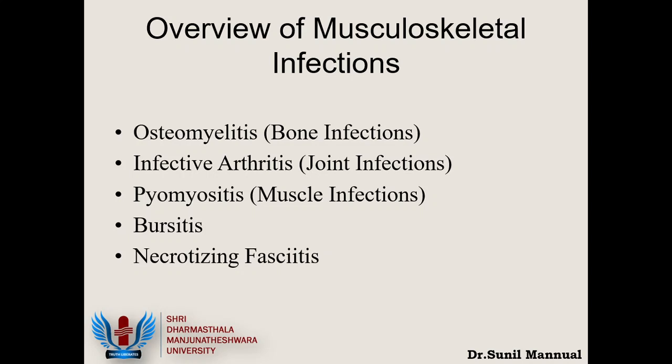Sometimes the bone may not be infected, but the joint, which is nothing but the articulation between the bones, may be infected. In which case, we would call it arthritis, and this kind of arthritis would be an infective arthritis. Sometimes we can have the muscles that are infected. So when muscles are infected, the condition is called pyomyositis.